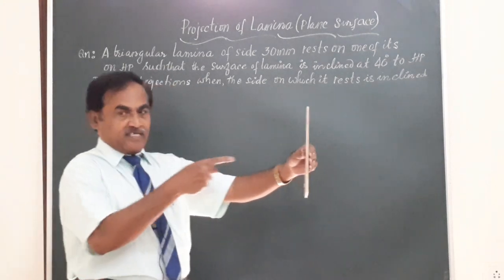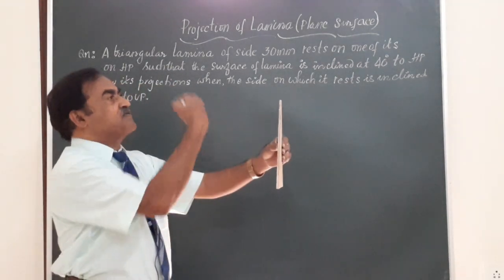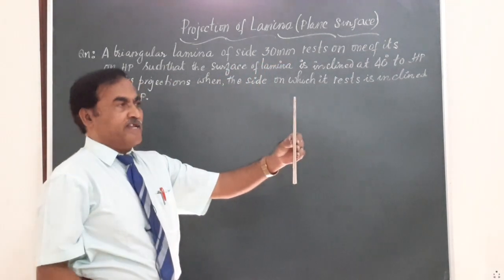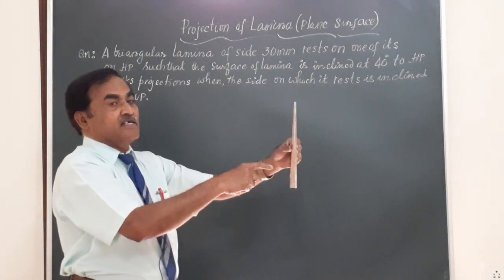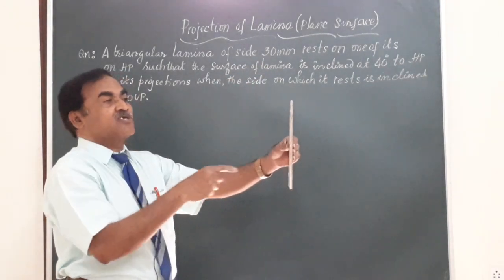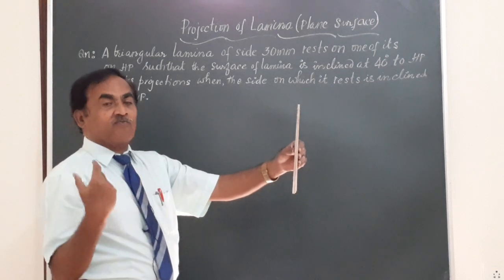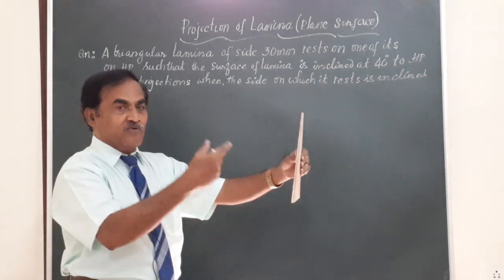Suppose if you look from this side, from your left, the shadow of this falls on the right profile plane, and whatever view you get on that plane is called the left end view or left profile view or left side view.